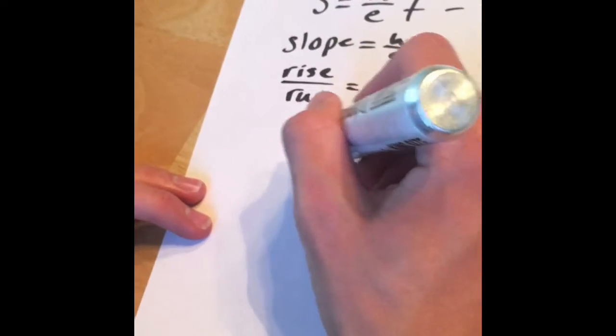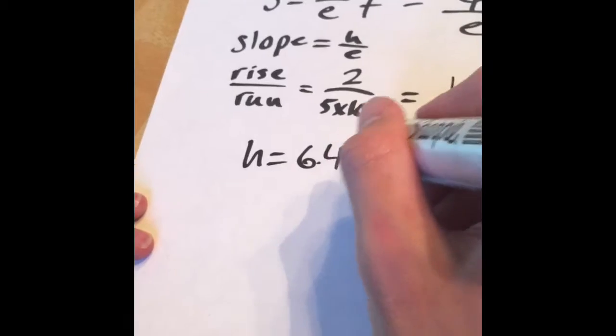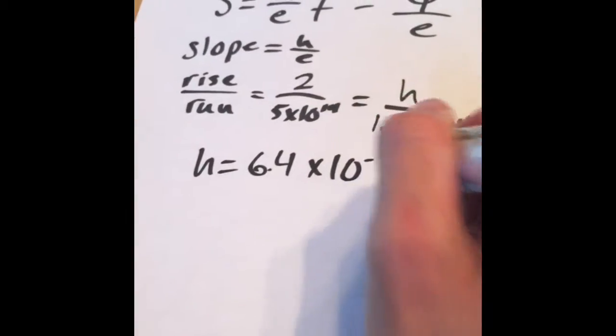So, h equals 6.4 times 10 to the negative 34 joule-seconds. And that, kids, is number 2. Atta baby. Great job, man.